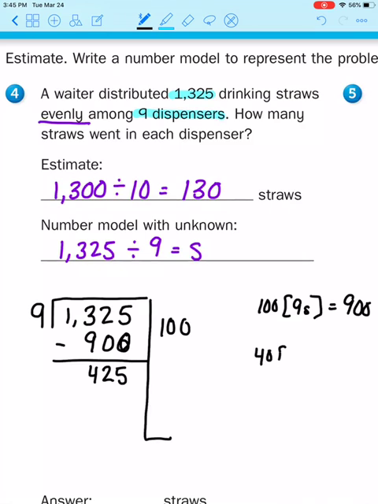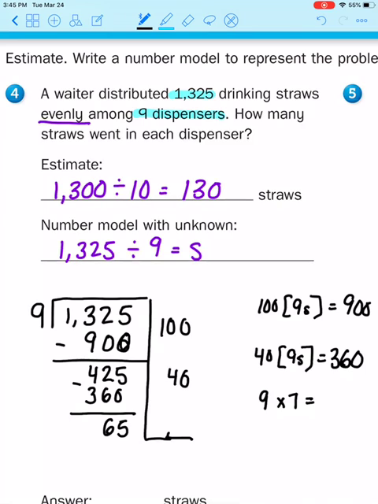Now I'm going to make 40 groups of 9. Because I know 4 times 9 is 36, 40 times 9 is 360. So now I took out 40 groups of 9, which uses 360 straws, and I'm left with 65. I know my multiplication facts, and I know that 9 times 7 is 63. That's going to get me closest to that 65, because 9 times 8 would be too much, and 9 times 6 would be too little.